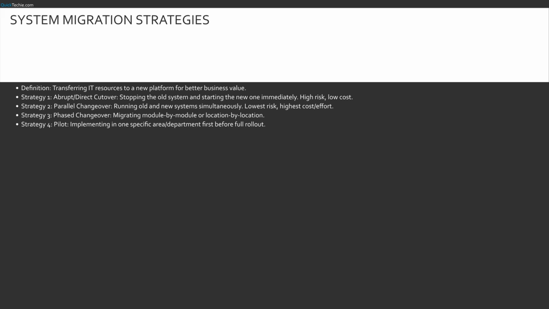Third is phased. You move one piece at a time, perhaps by module or branch office. Finally, there is the pilot approach. You test the waters in one department before committing the whole ship. The choice depends on your risk appetite and budget.